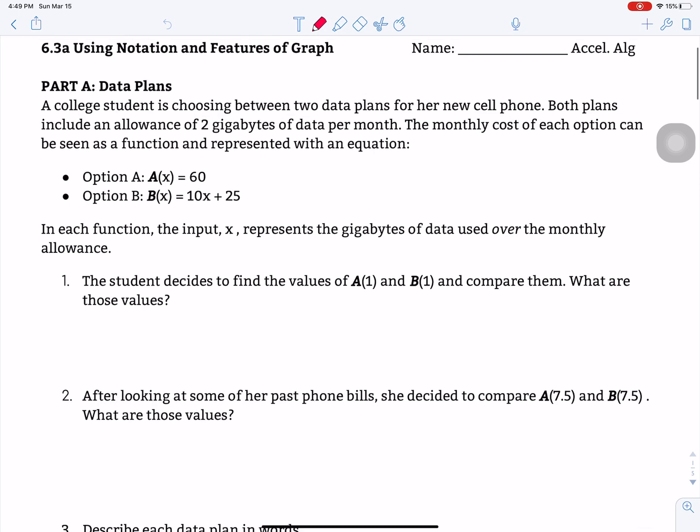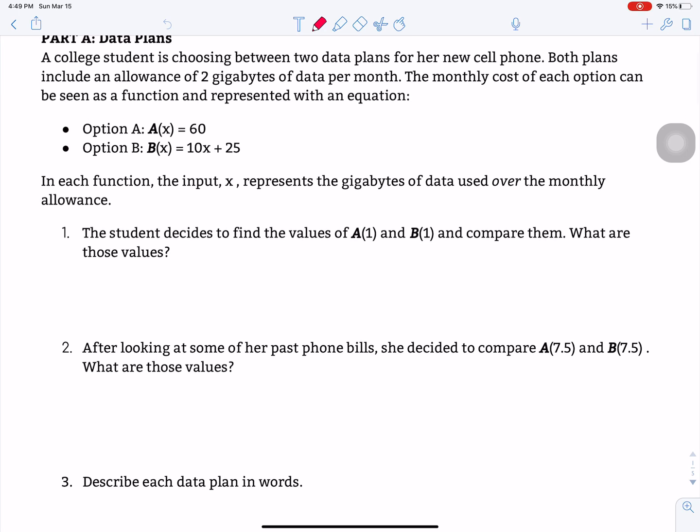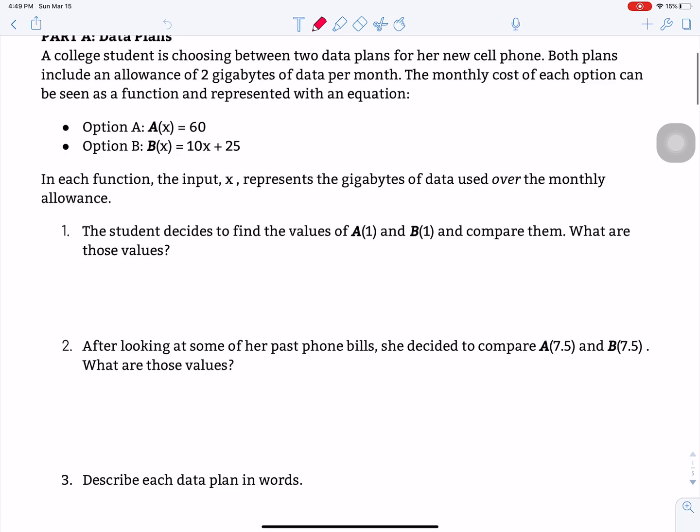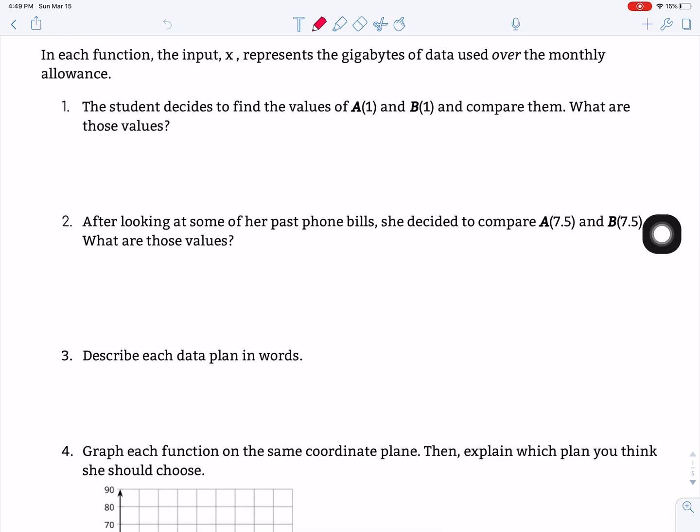an extra $10. Looking at the first part, we're looking at finding A1 and B1. So you're just going to put 1 into both of those equations and solve for those values. There's no x in the first one, so it's just going to be 60 for A of x, but figure out what it is for B of x. And then we're looking at, again, putting these into the equations and comparing.